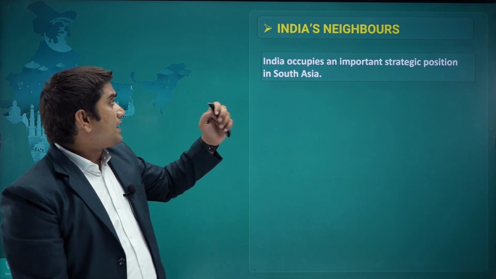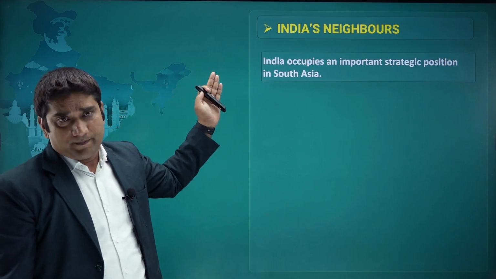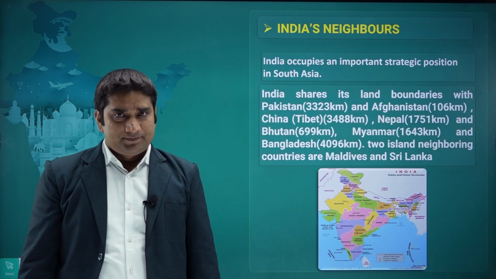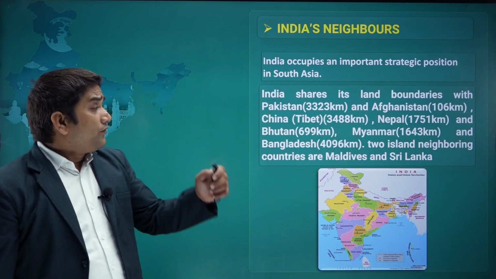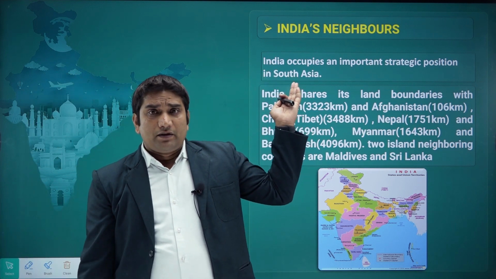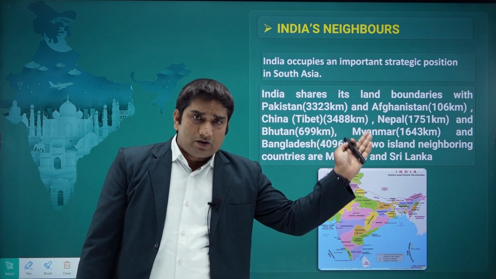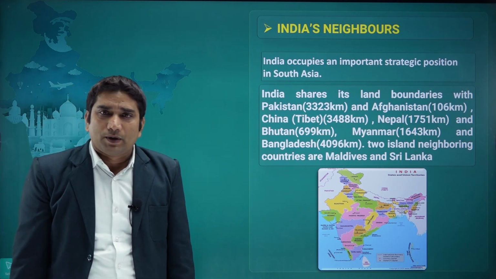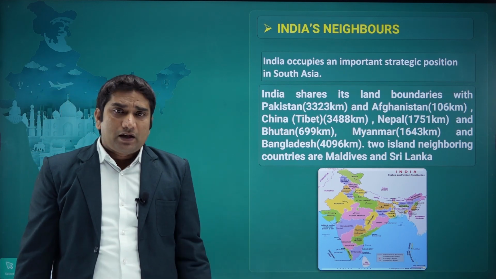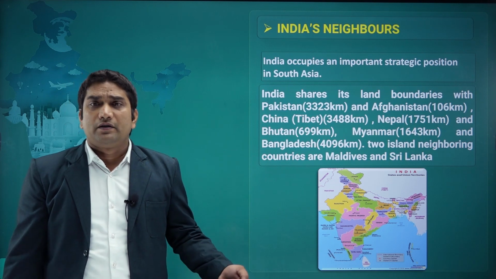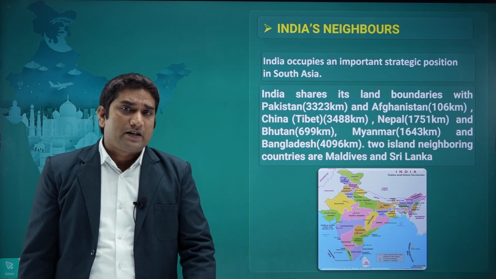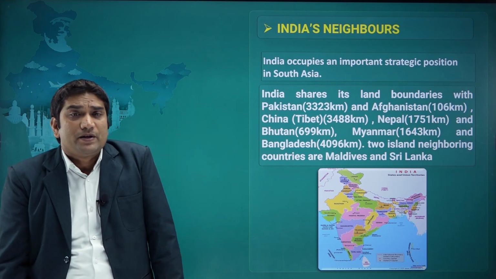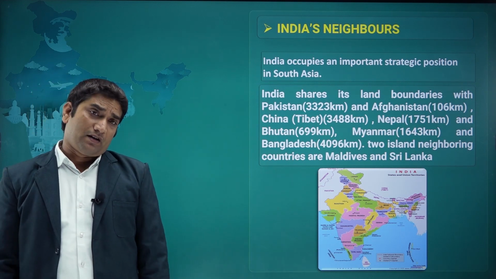So, in the northwestern part we are having Pakistan, then Afghanistan, right? Then in the eastern side we are having China, or we can say the Tibetan Plateau region, right? Then Nepal, Bhutan and Myanmar, Bangladesh, and two island neighbor countries we are having. Island neighbor countries means Maldives and Sri Lanka.